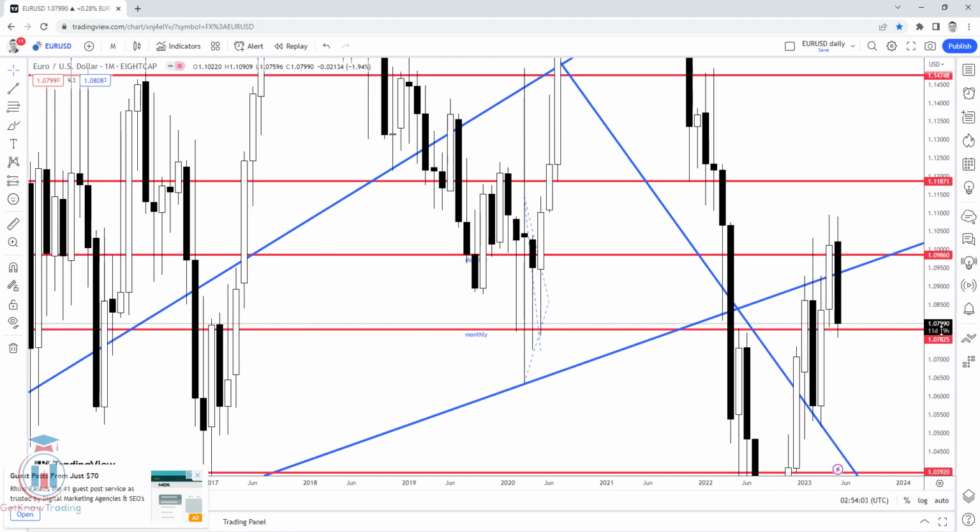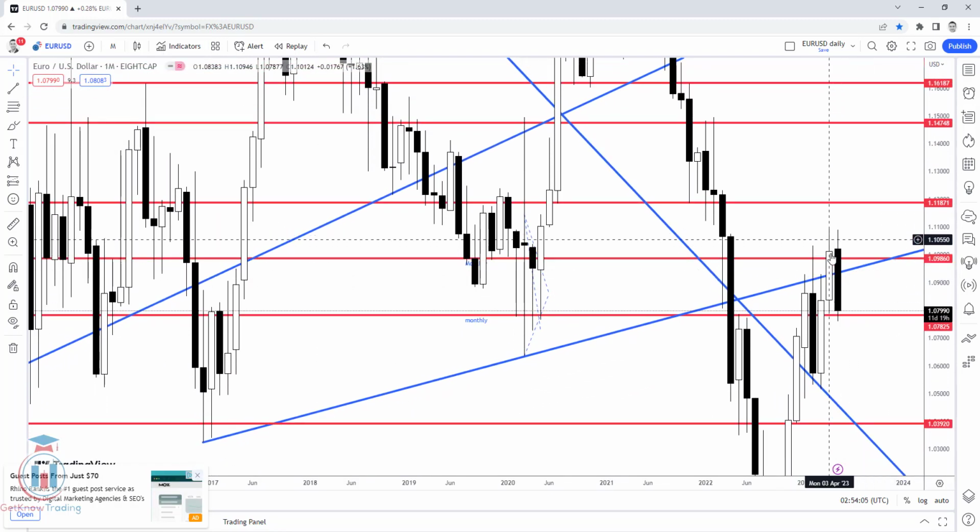Let's see on a monthly time frame how this looks. As it looks right now, it's not very good, because this month has been completely bearish, and it is almost a bearish engulfing bar. But the price has stopped right on the monthly time frame support, so we will see how this will react until this month ends.